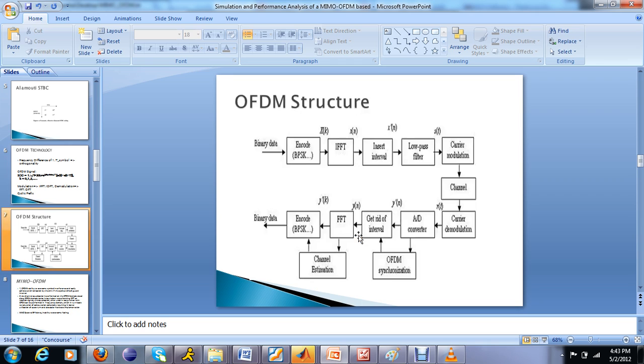This is the OFDM chain structure. As we can see, first data are modulated using BPSK, QPSK or any other modulation. Then IFFT, that is OFDM modulation, is performed. After that, an interval is inserted by means of cyclic prefix. After that, it's passed to a low pass filter. Then up conversion is done. It passes through the channel and reaches the receiver. Down conversion is done. Then it's converted into digital form. After that, the cyclic prefix is removed. After that, OFDM demodulation is done by performing FFT. After that, the demodulation for whichever modulation was done earlier, BPSK, QPSK or other, is used, and the data estimate is obtained.